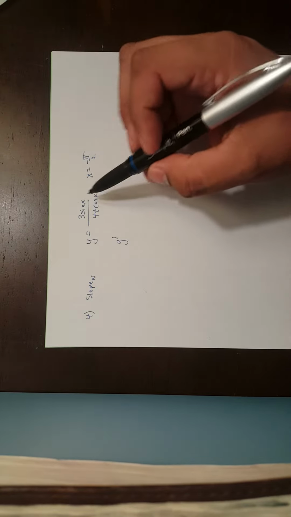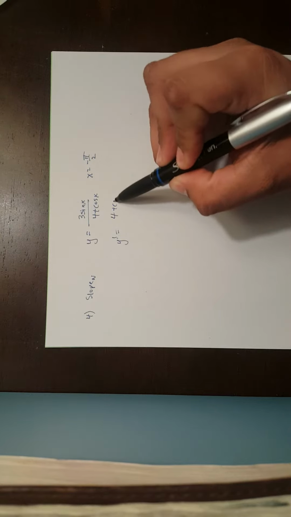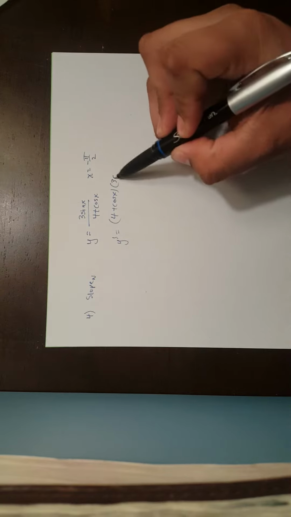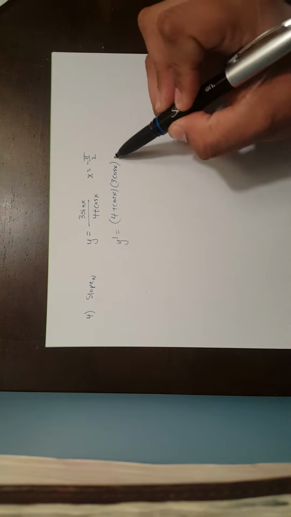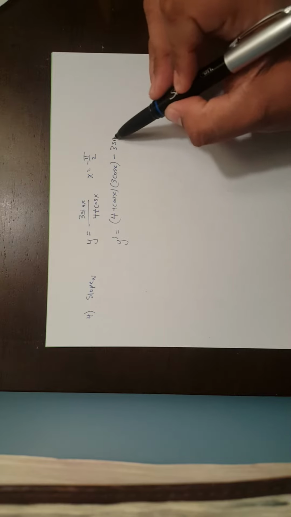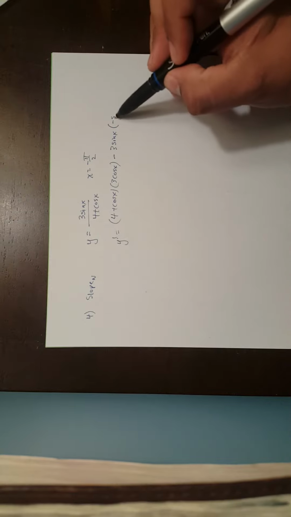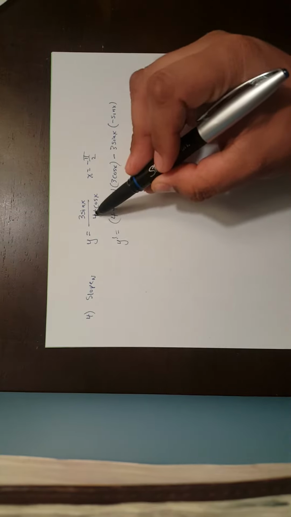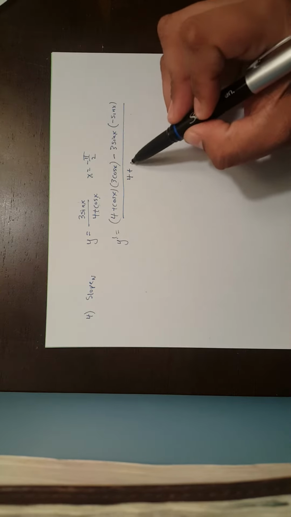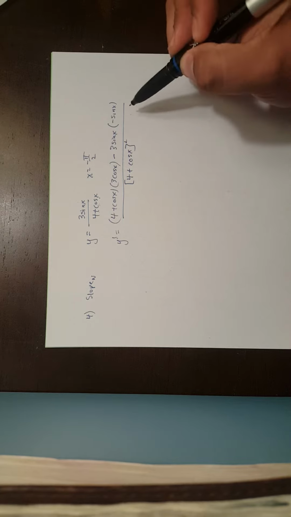Once again, it's ho, so 4 plus cosine of x, times d-hi, the derivative of the top, which is 3 cosine of x, minus hi, 3 sine of x, times d-ho. The derivative of the bottom is negative sine of x, because the derivative of 4 is 0 and the derivative of cosine is negative sine, over 4 plus cosine of x squared.